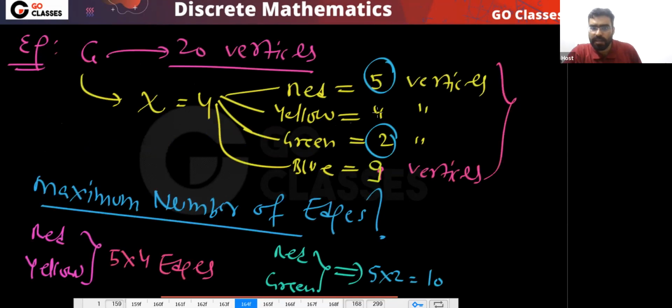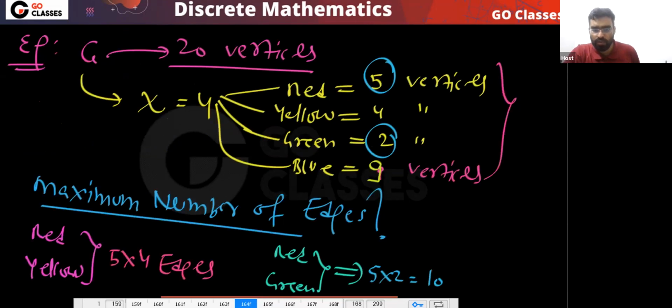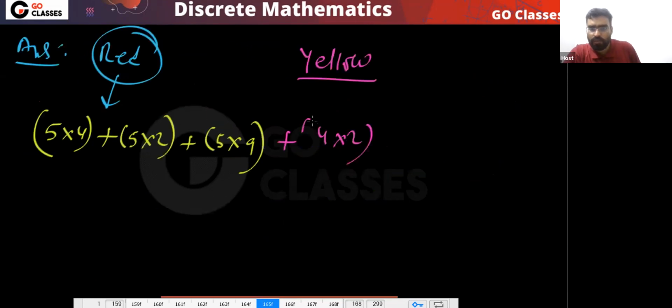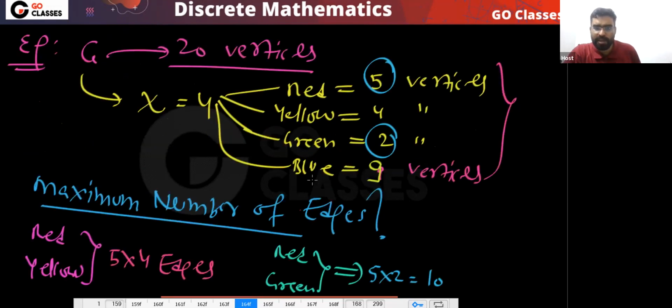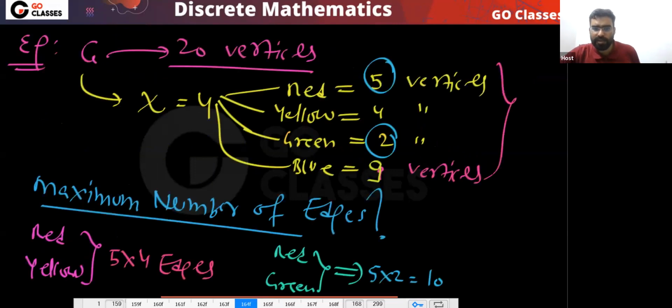Next, because of the yellow ones, what will you get? This yellow one is counted here. So because of the yellow ones, you will get 4 into 2, 4 into 9. Okay, what is remaining? Green ones, 2 into 9. So this will be your answer. You can add all of them, and that will be your final answer. Is it clear to everyone?